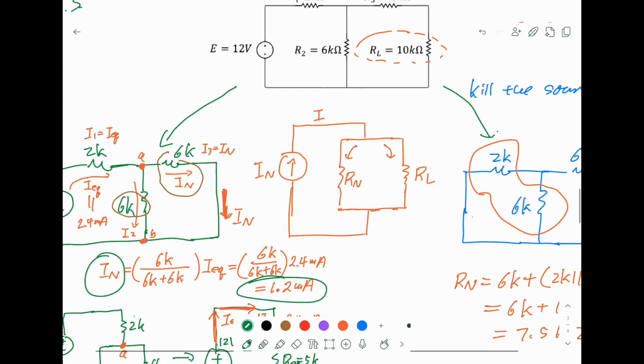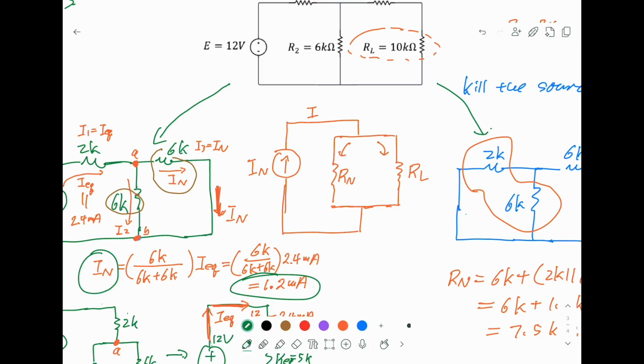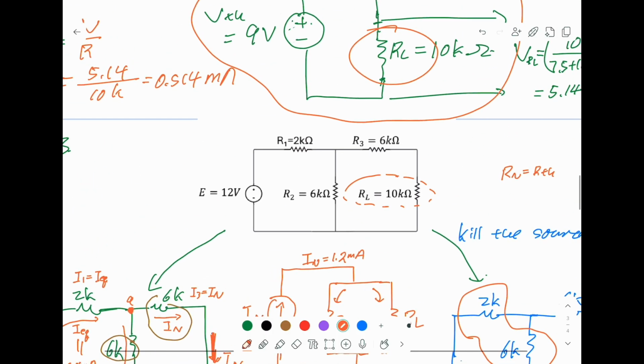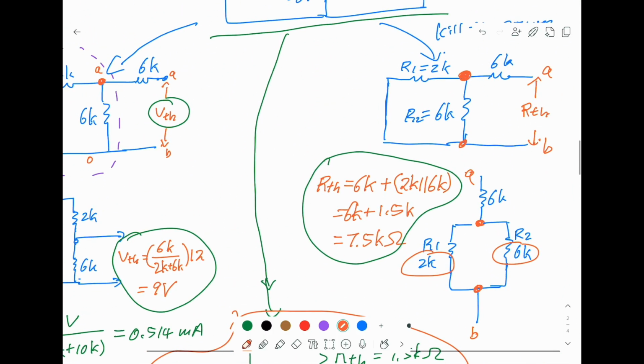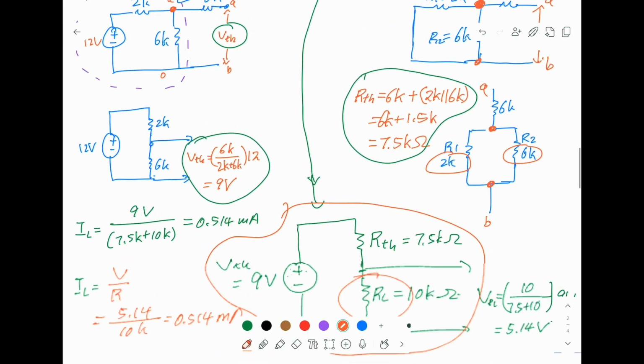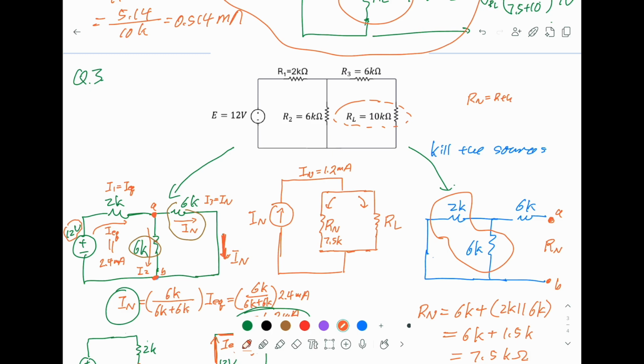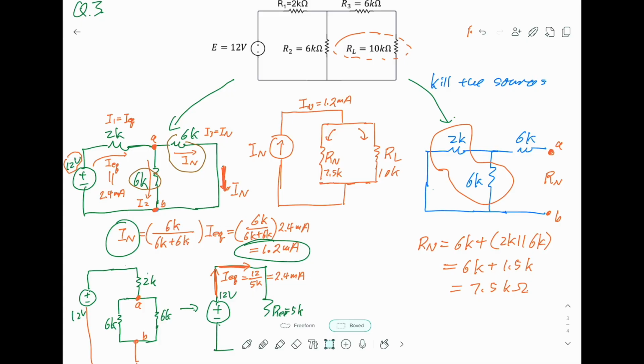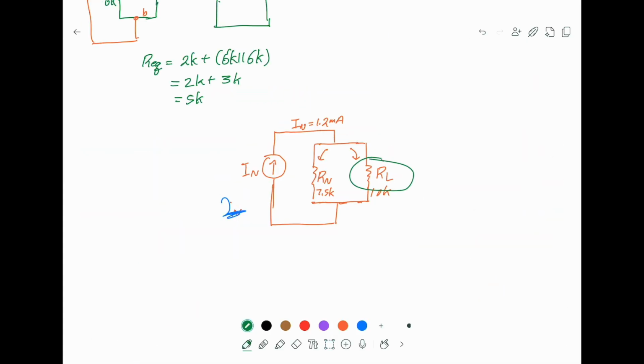So let's put the circuit back here. This Norton current is 1.2 milliamp, and the Norton resistance here is 7.5 kilo ohm. Our load is again 10K, so this is 10K ohm. So everything is here now, and this is the current I_L.